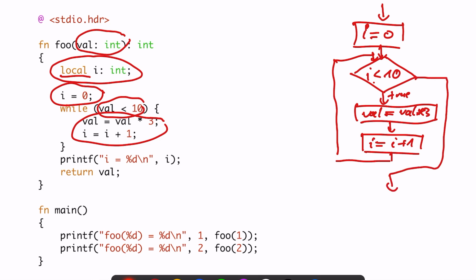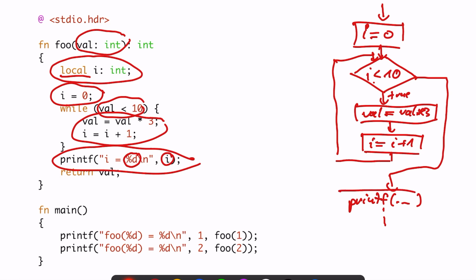So that means we continue with this printf statement. And here we basically just print the value of I. Again, this placeholder %d gets replaced with the value of I. And then we have the return statement. Okay, no big deal. Try this out.